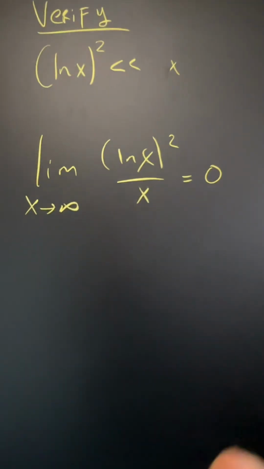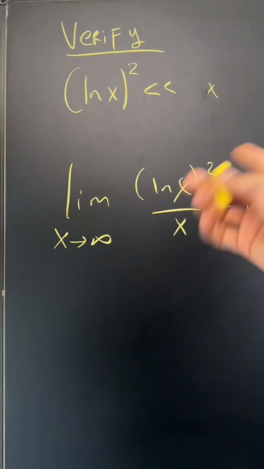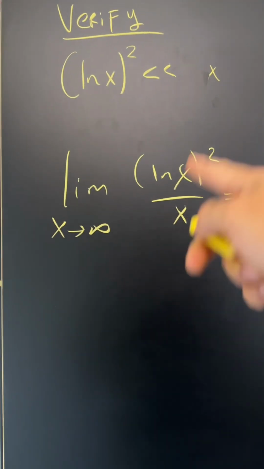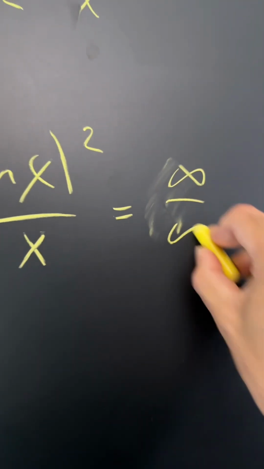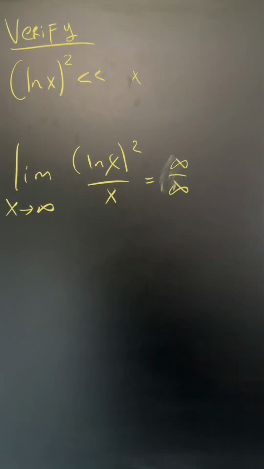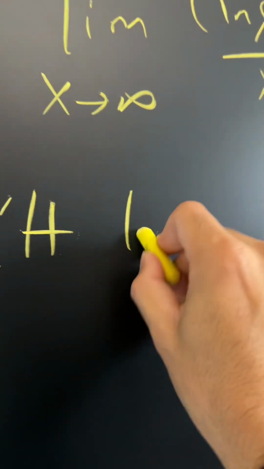We can go ahead and plug in infinity. By that, I mean, what would happen if x approaches infinity? Well, this will be infinity, that will be infinity. So we have infinity over infinity. Right now, we don't know if this is equal to 0. This is infinity over infinity, so we can apply the trusted L'Hopital's rule. So let's go ahead and do that.